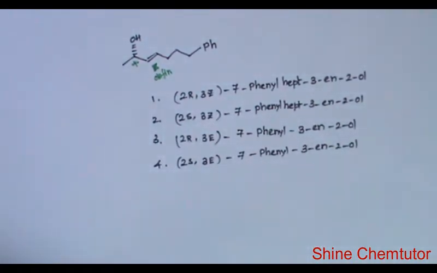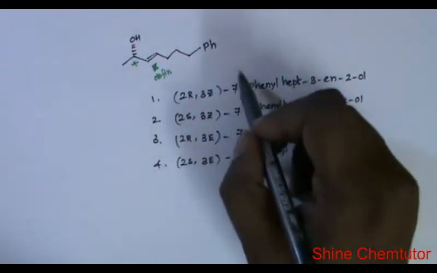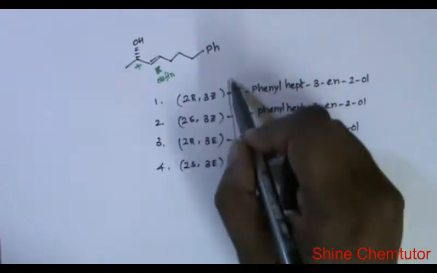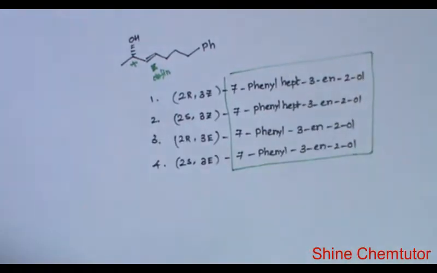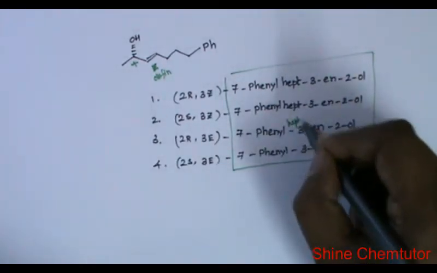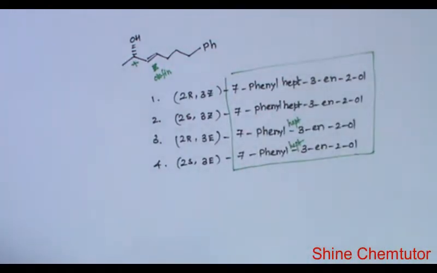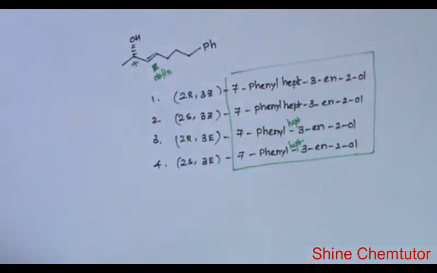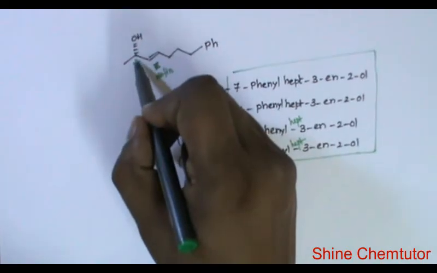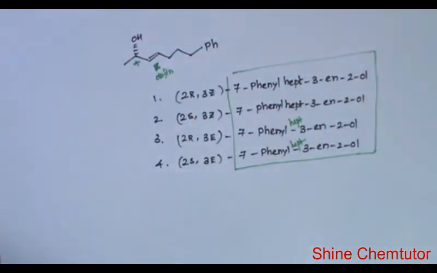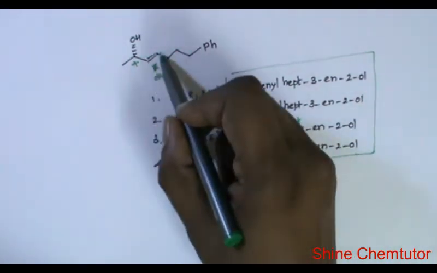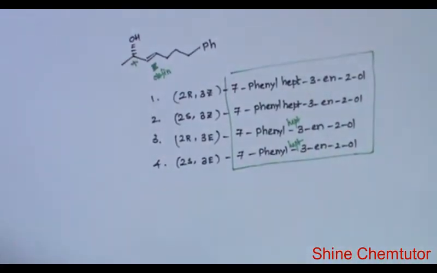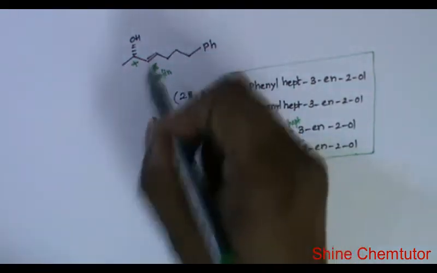Now, what is the IUPAC name of this compound? If you see this part, it is the same for all four options. So this part is the same for all four options. The only difference is in the R and Z, so whether this chiral carbon is R configuration or S configuration, and whether this olefin is E olefin or Z olefin. First, let us go for the olefin.